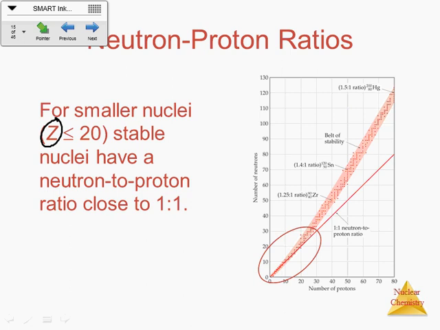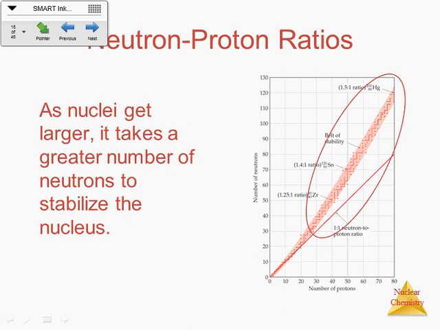For anything less than 20, if you look at this belt of stability graph, it's pretty close to a 1-to-1 ratio. The neutron to proton ratio is pretty close to 1-to-1. As you get bigger, you need more neutrons to stabilize the nucleus, so you're going to have a bigger ratio. You might notice that for the bigger elements on the periodic table, their masses get quite a bit bigger compared to their atomic numbers. The reason is there are more neutrons packed in there, because it takes more neutrons to help stabilize the bigger nuclei.